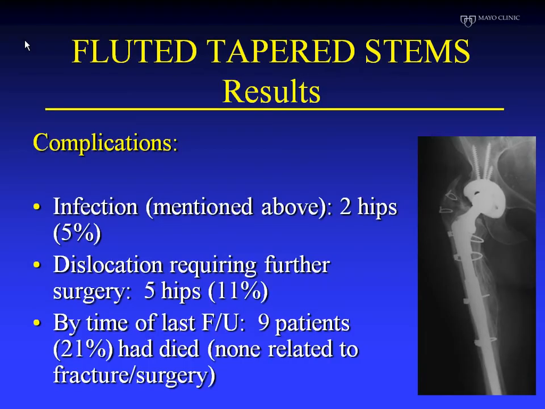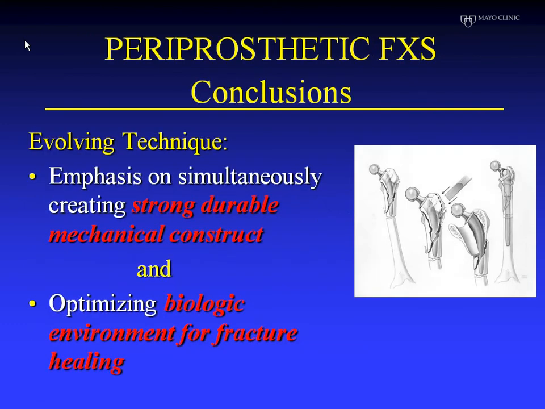Complications. I already mentioned to you the 2 hips that became infected. There were 5 hips in this series that had dislocation problems. And by the time of the last follow-up, 9 patients had died for reasons unrelated to their fracture or surgery, which I do think points out an important element of this, that many of these patients that have these fractures are old, feeble, and sick, and don't have a long longevity, although some of them, of course, do.